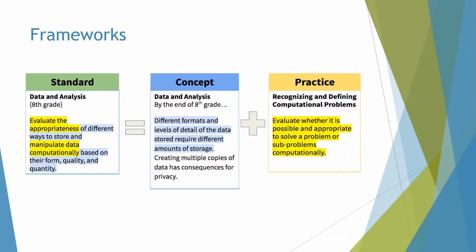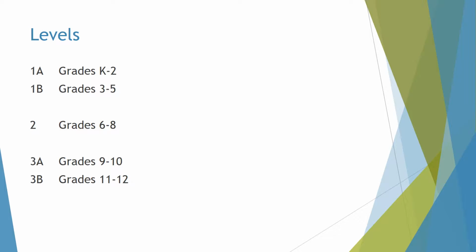What is a standard? Well, standards reflect what a student should know and be able to do. Standards are written by combining concept statements with selected practices to create the specific performance expectations. These interim standards provide a 3-level guide for computer science, also referred to as grade bands.